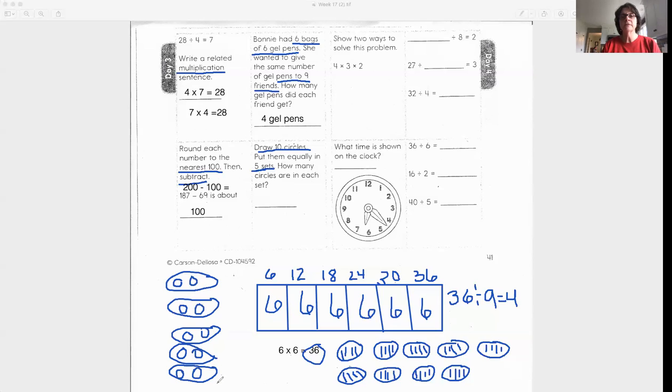I have 5 sets. My picture looks pretty good. And so the question is, how many circles are in each set? Well, if I look down at my picture, I have 2 circles in each set. Okay, that was another division problem. We could write a number sentence for that, and we could write 10 divided by 5 equals 2.